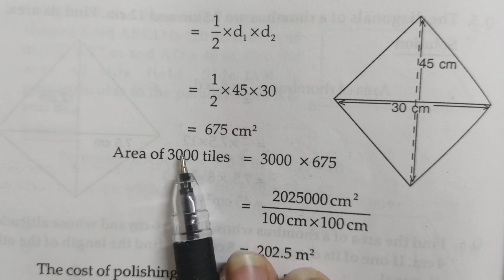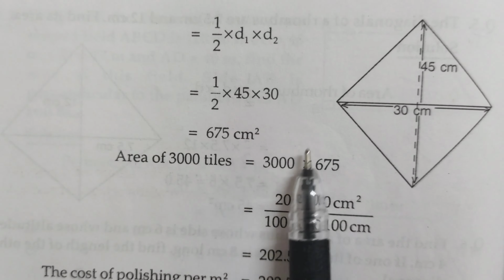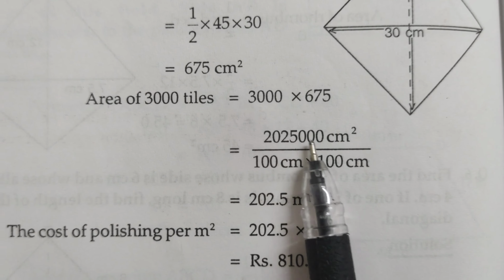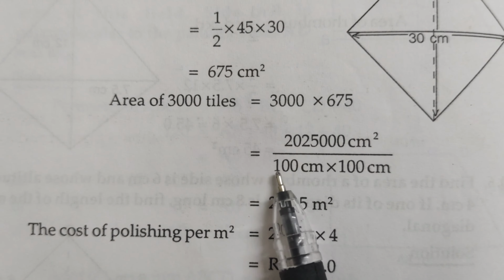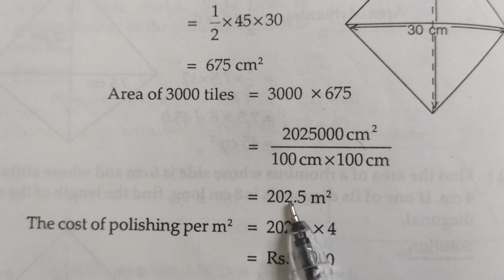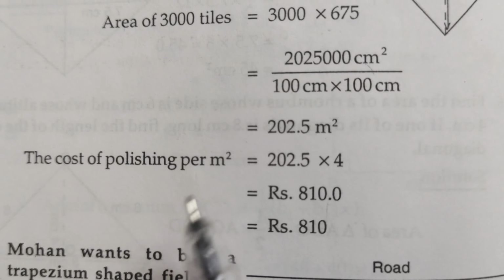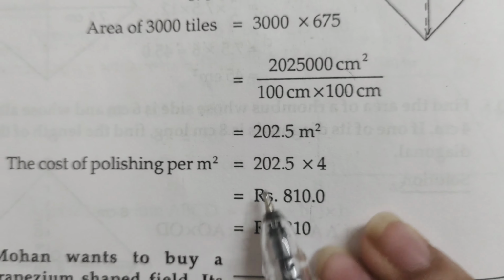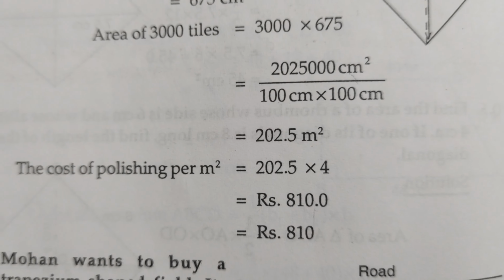Area of 3000 tiles is equal to 3000 into area of each rhombus, 675, which is 20,25,000 centimeter square. This is changed into meter square. So divided by 100 into 100, 202.5 meters square. The cost of polishing is given per meter square, that is 4. So it is multiplied by 4. So rupees 810.